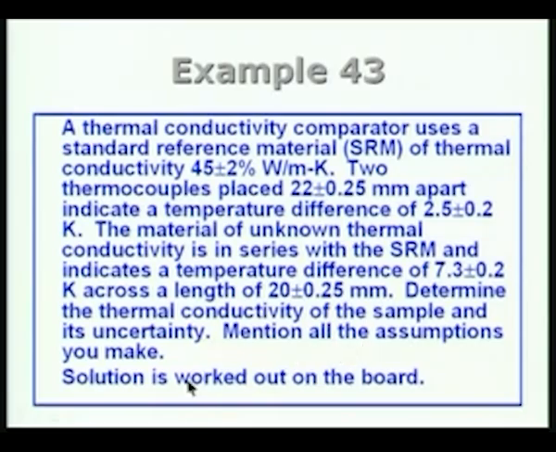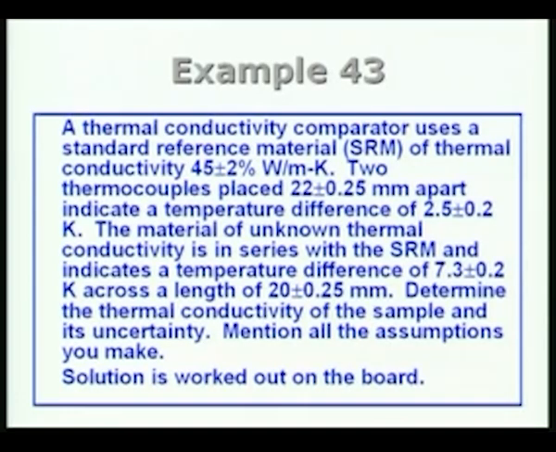All the assumptions you make, you must try to mention them, and we will of course work out the solution on the board. What are the assumptions we make? We already have discussed them. The same amount of heat transfer takes place through the two of them, the SRM as well as the sample. That means there is no heat loss from the lateral direction.